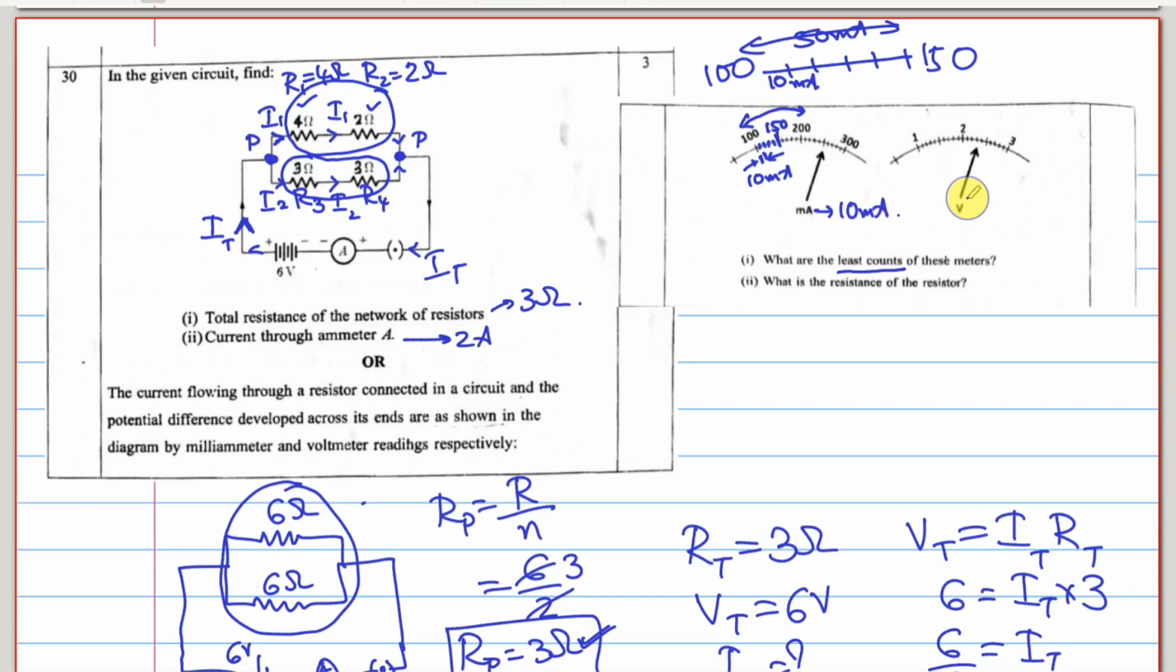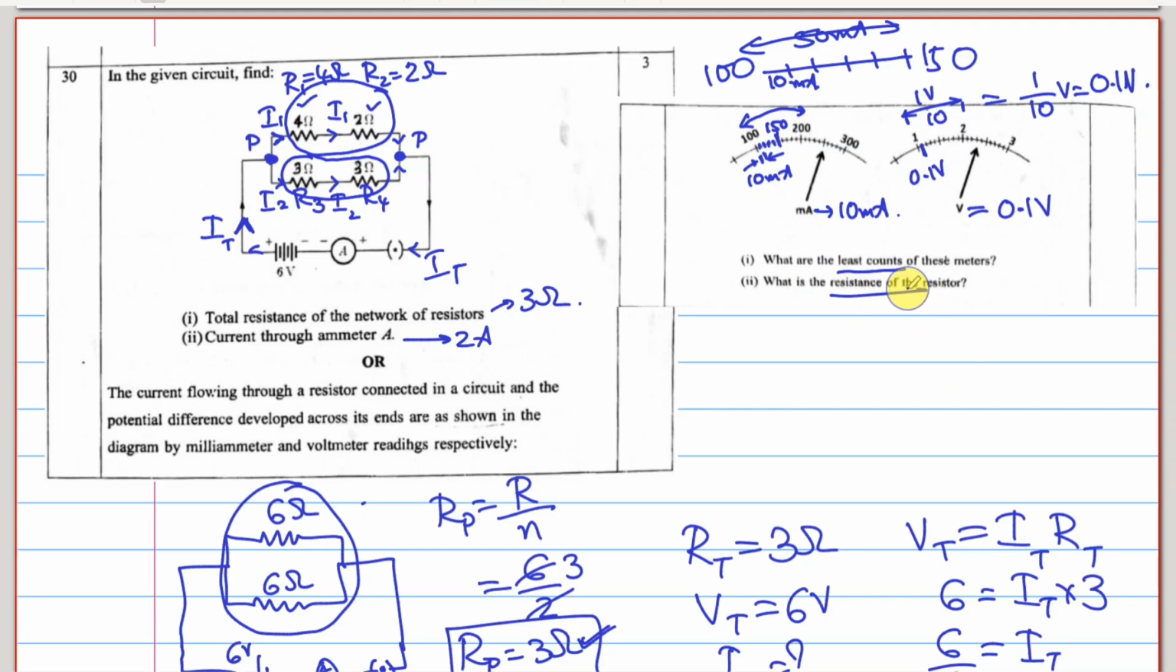And what about the voltmeter? Voltmeter again has readings from 1 to 2. So the difference between 1 volt and 2 volt is just 1 volt. And this 1 volt is being divided into 1, 2, 3, 4, 5, 6, 7, 8, 9, 10, so 10 equal divisions. So each division will represent 0.1 volt, right? Because it is 1 by 10 volt or 0.1 volt. So the least count of this meter is 0.1 volt.